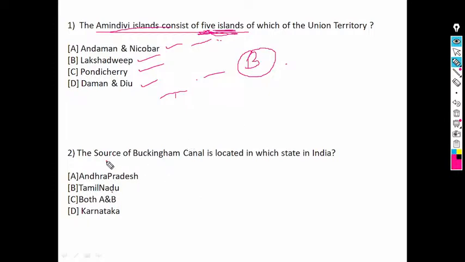Next, the source of Buckingham Canal is located in which state? Andhra Pradesh, Tamil Nadu, both A and B, or Karnataka? Your answer is A. It is Andhra Pradesh. Source of Buckingham Canal.